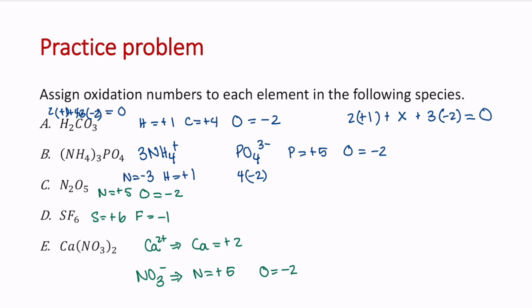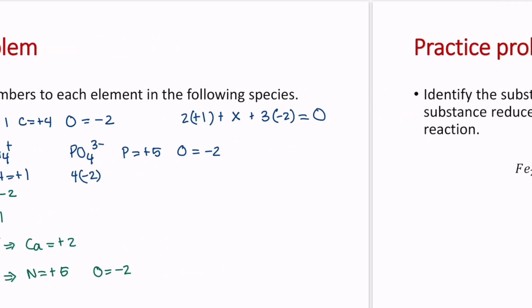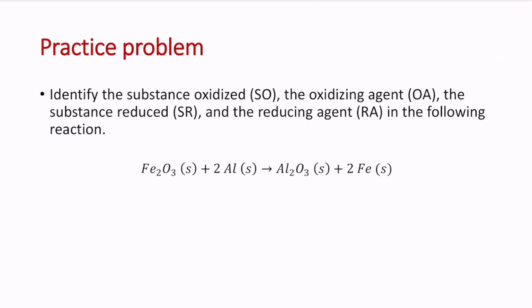So this does take some practice. Make sure that you get some practice on your own so that you can quickly identify the oxidation numbers of different elements. Where this is going to be important is identifying what is being oxidized, what is being reduced within a chemical reaction. So let's look at this example right here.